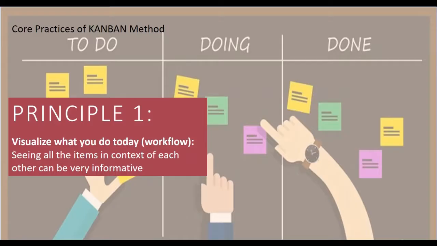When talking about Kanban, we must understand the core practice principles of the Kanban method. The first principle is that it helps visualize what you do today, which means transparency to the current process steps. Seeing all the items in context of each other can be very informative.